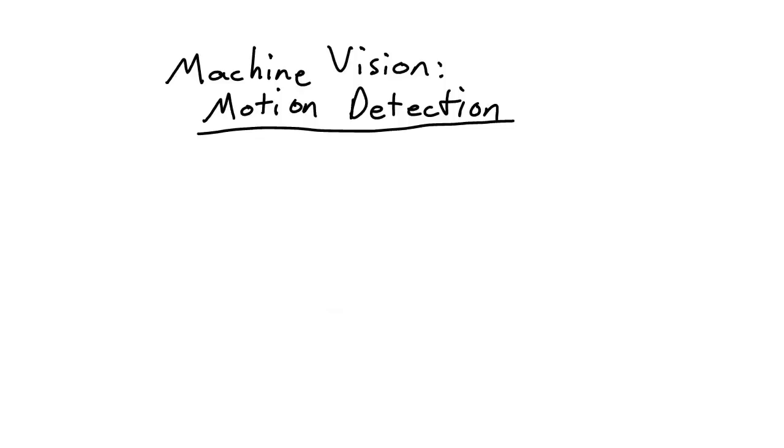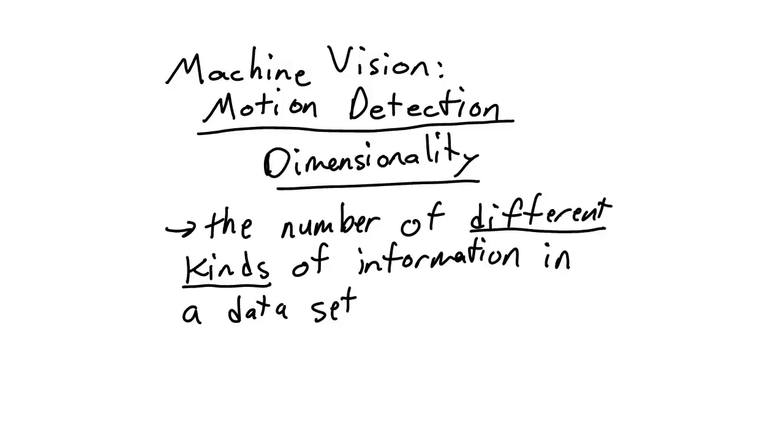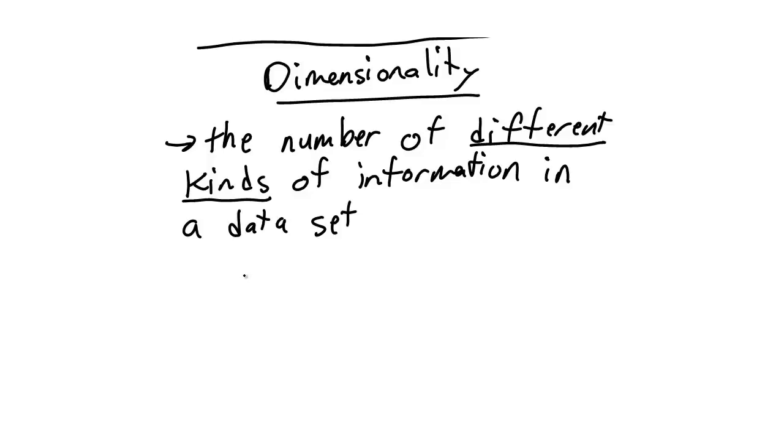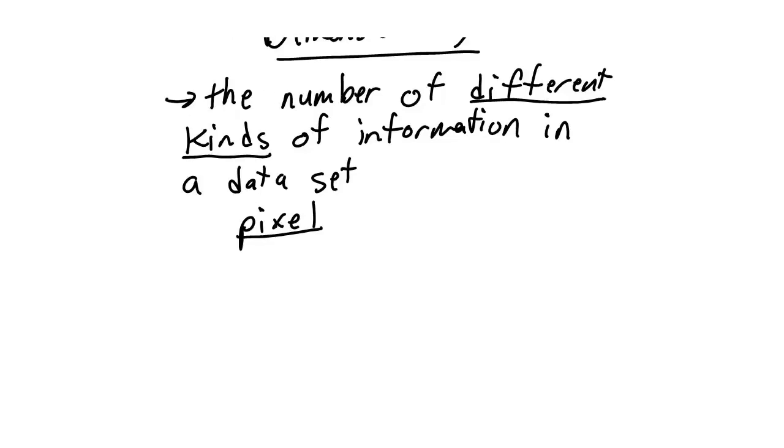Now, in order to start thinking about how motion detection works, we have to do a little bit of thinking about dimensionality. Dimensionality is a word that refers to the number of different kinds of information in a data set. When we're talking about dimensionality in the context of machine vision, dimensionality refers to the number of different kinds of information in an image. Let's focus on one single pixel. And let's try and think of all of the different kinds of information that we get in one pixel.